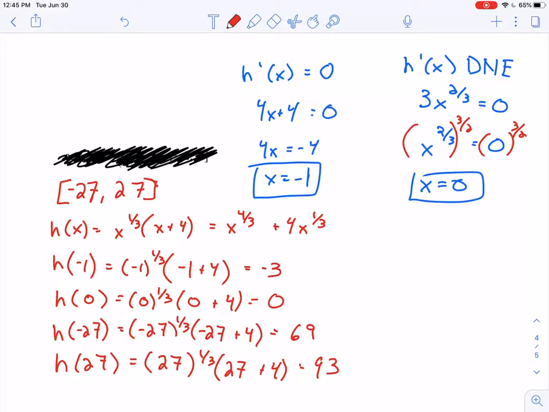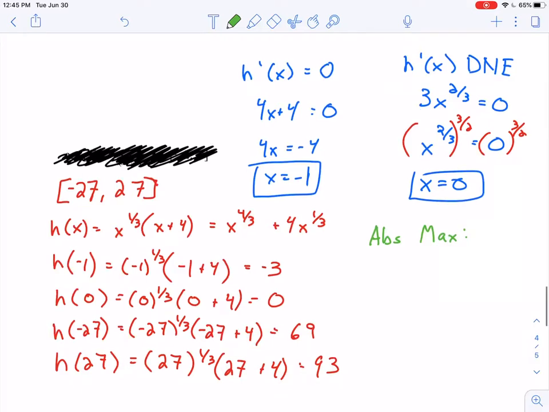So I've evaluated my function at my critical points and at my endpoints. The very last thing we need to do is just pick out what's the highest and what's the lowest y value. So our absolute max, our highest y value, was 93. So we'll say our absolute maximum is at h of 27 equals 93. And our lowest y value was negative 3. So our absolute minimum is h of negative 1 is equal to negative 3.